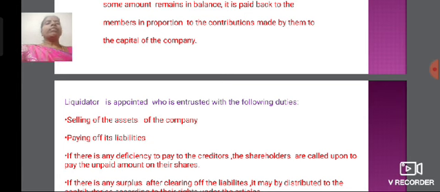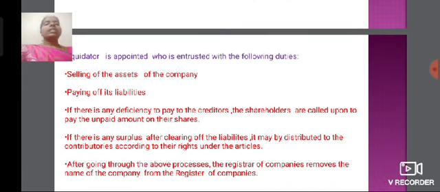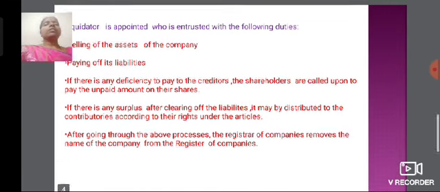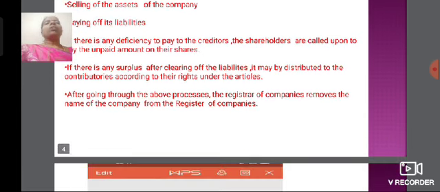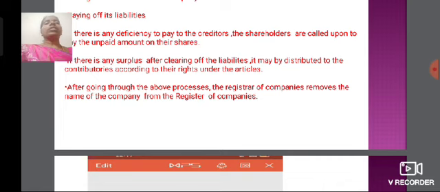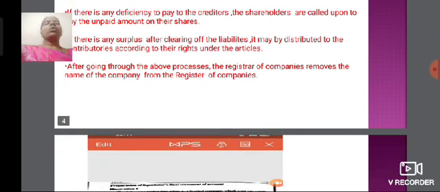A liquidator is appointed with the following duties: selling the assets of the company and paying its liabilities. If there is any deficiency to pay the creditors, the shareholders, rightly called contributors, are called upon to pay the unpaid amount on their shares. After making payment of all debts, if there is any surplus left, it may be distributed to the contributors according to their rights under the articles.